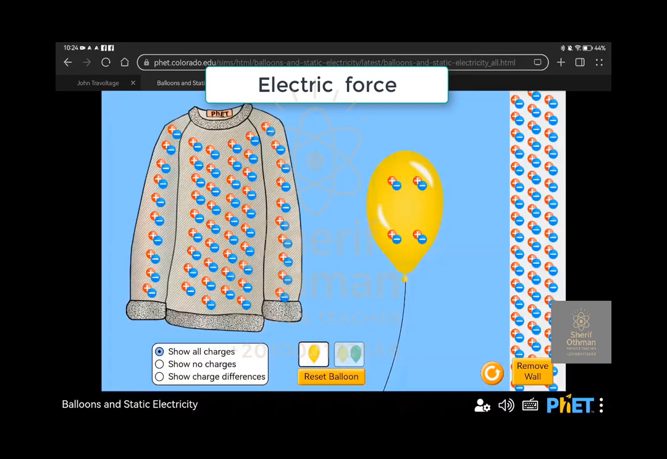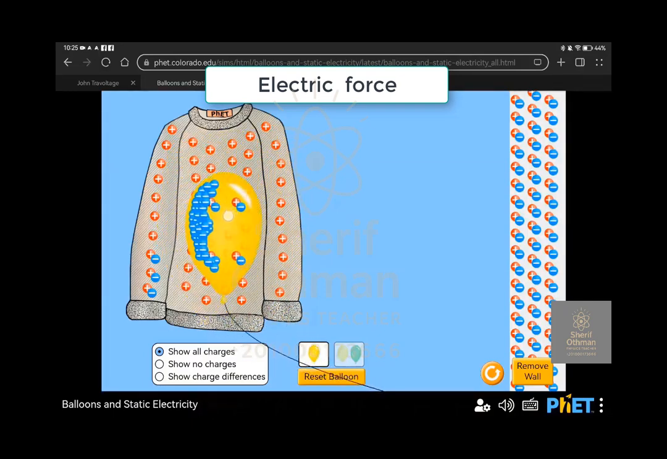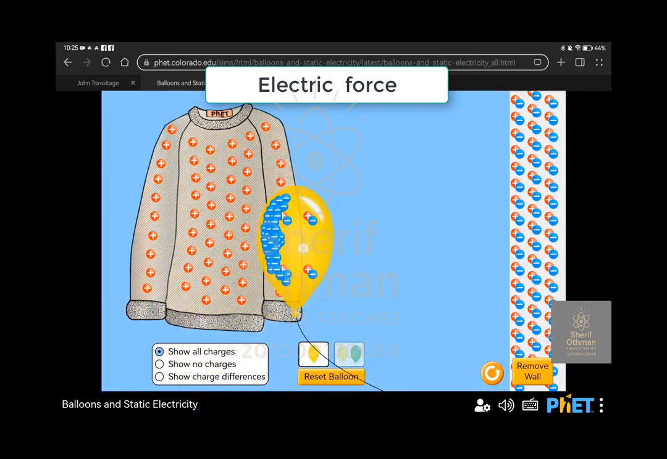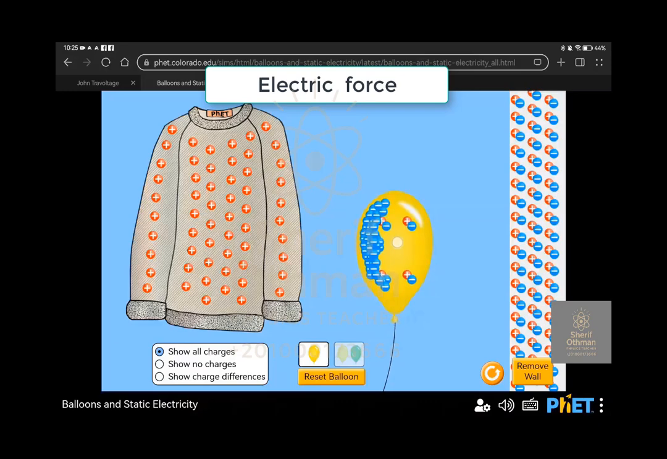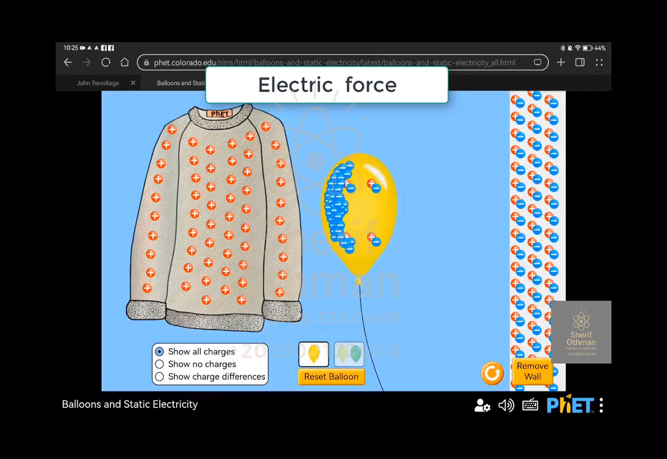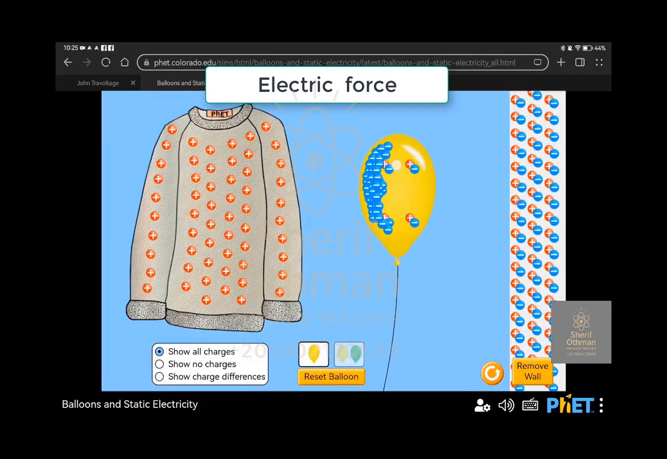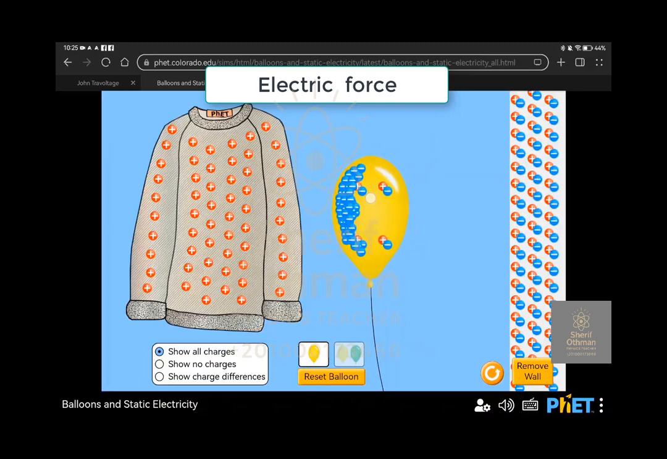Let's look at this balloon. If I make friction with the shirt, it's going to collect the negative charge from the shirt as a result of friction. So now this balloon is charged. If I move this balloon towards the shirt, there is an attraction force between them, as the balloon is negative and the shirt is positive.